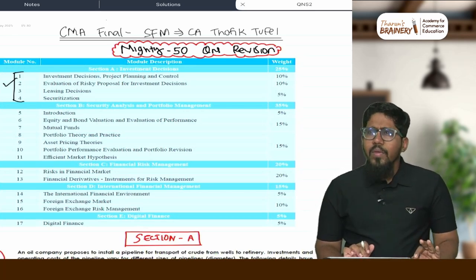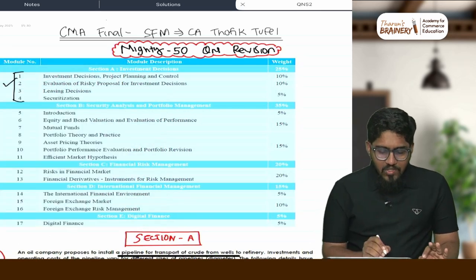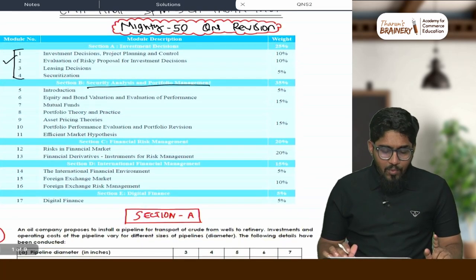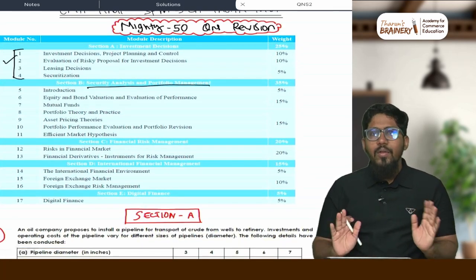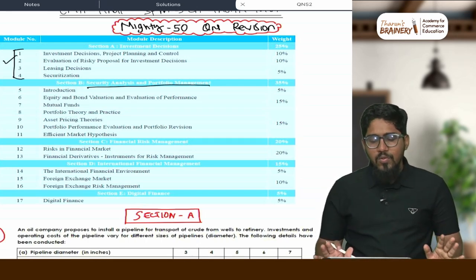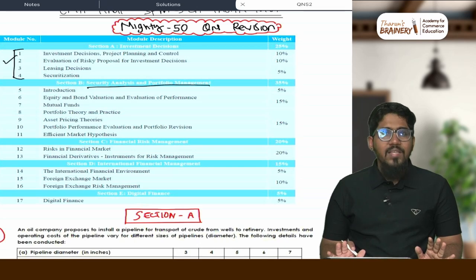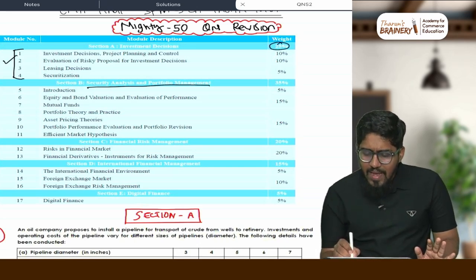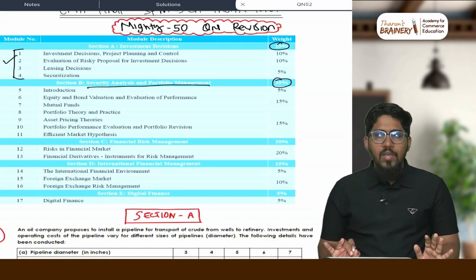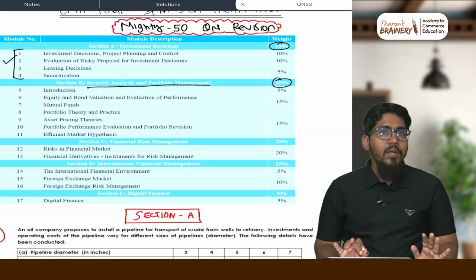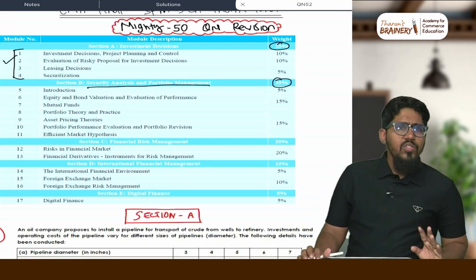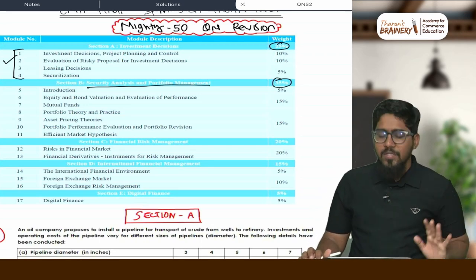Now we are coming to the next section, which is security analysis and portfolio management. It usually comes for 35 to 40 marks, sometimes 35, sometimes 40. If you cover section A and section B, you have covered 60 to 65 percent weightage cumulatively. So these two chapters are like the category A chapters of CMA final.